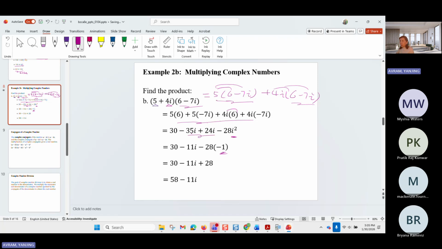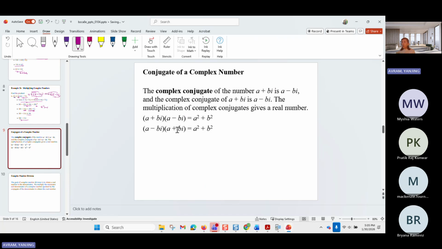These two are the like terms, right? So negative 35 plus 24, you got negative 11i. And then remember, i squared is negative 1, so you do need to simplify that. Okay, and then you multiply, you got a positive 28. So that is your final answer. All right, 58 minus 11i.